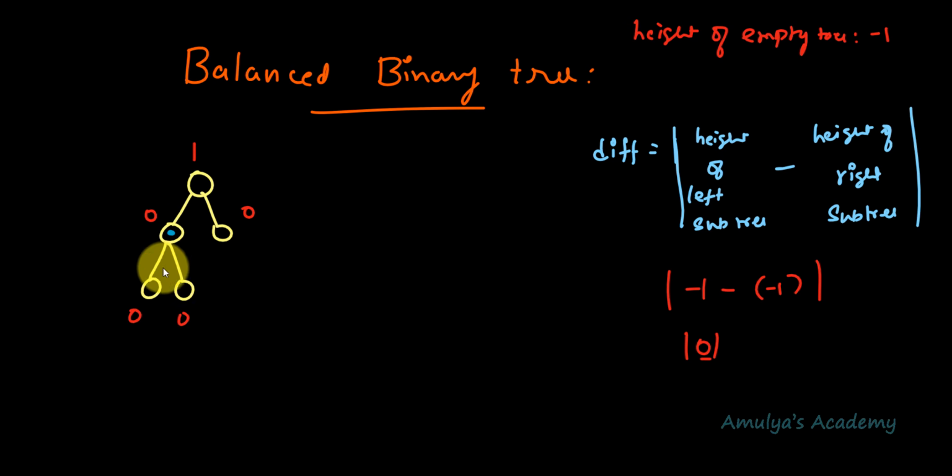Okay. So now here we can see we have the difference for every node and it is not greater than 1. It is equal to 1 or equal to 0. So that means it is a balanced binary tree.